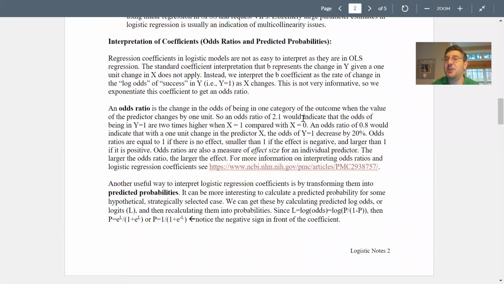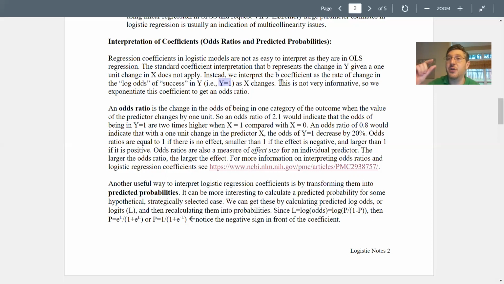So instead, we would interpret the unstandardized coefficient in logistic regression as the rate of change in the log odds of success in Y, so the log odds of Y equals 1 as X changes. These aren't very informative. So typically what people do is exponentiate this coefficient and transform it into an odds ratio. And odds ratios, I would say, are a little bit more interpretable. You just have to wrap your head around what an odds ratio is.